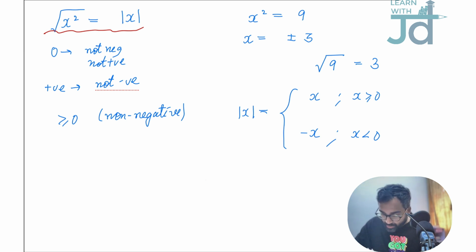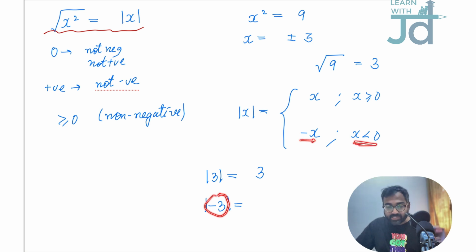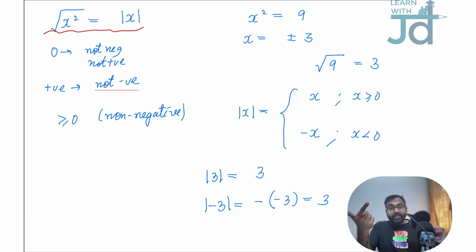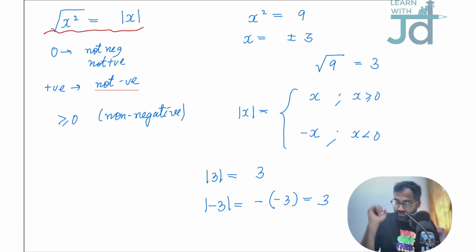The mod x value is always non-negative. For example, what is mod of 3? You will check: 3 is positive, so whatever is inside comes out as it is. Now what is mod of minus 3? You will check the value inside. The value inside is negative. When it is negative, what do you do? Negative of whatever is inside. So negative of minus 3 is 3. So mod of 3 is also 3 and mod of minus 3 is also 3. So mod value will always give you a non-negative value. Inside, positive or negative doesn't matter. Is this clear? Okay.